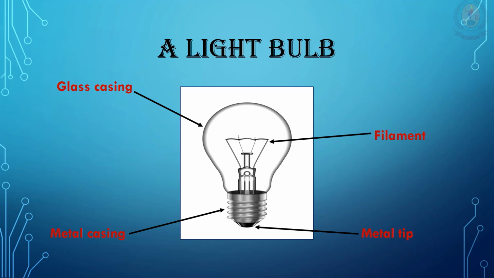A light bulb is made up of a metal tip, a metal casing, a glass casing, and a filament. I hope now all of you can understand what the parts of a light bulb are.